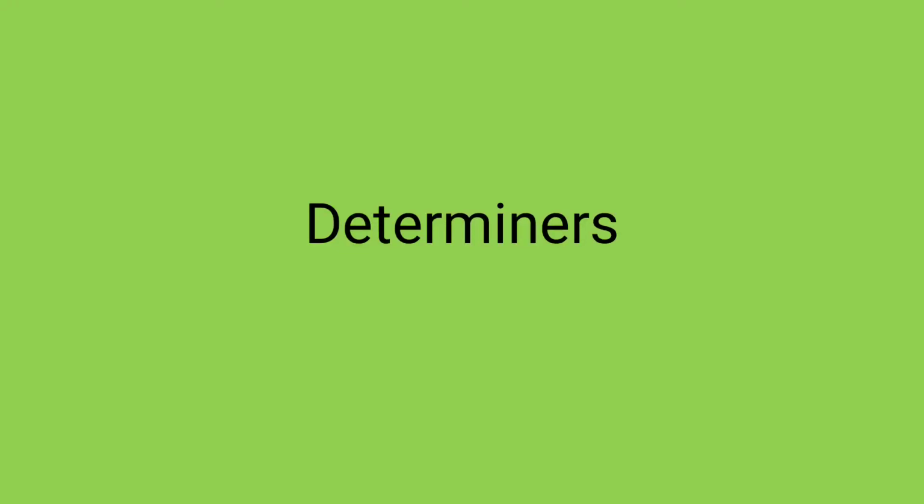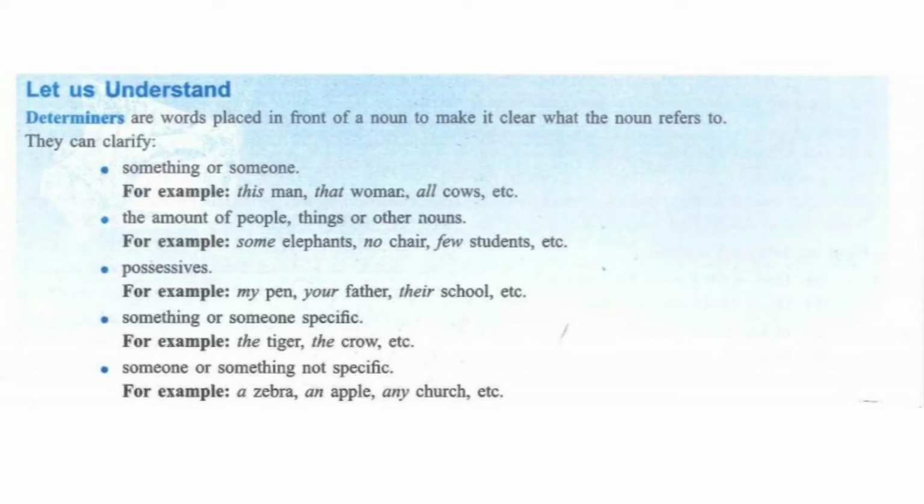Today for English language, we will learn what determiners are. Determiners are words placed in front of a noun to make it clear what the noun refers to. They can clarify something or someone, for example, this man, that woman, all cows. They can show the amount of people, things or other nouns, for example, some elephants, no chair, few students.